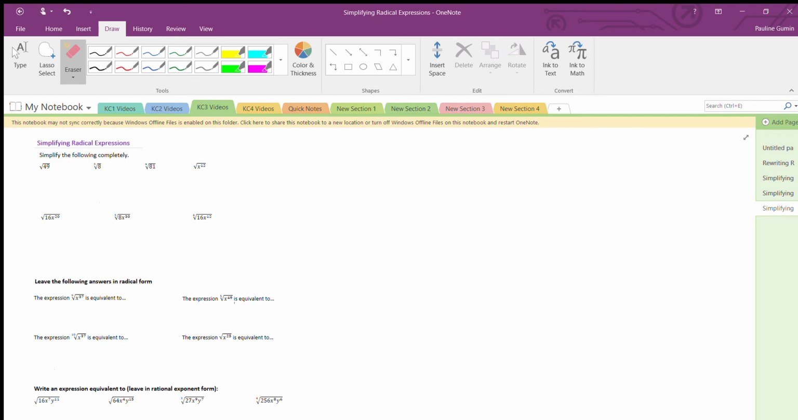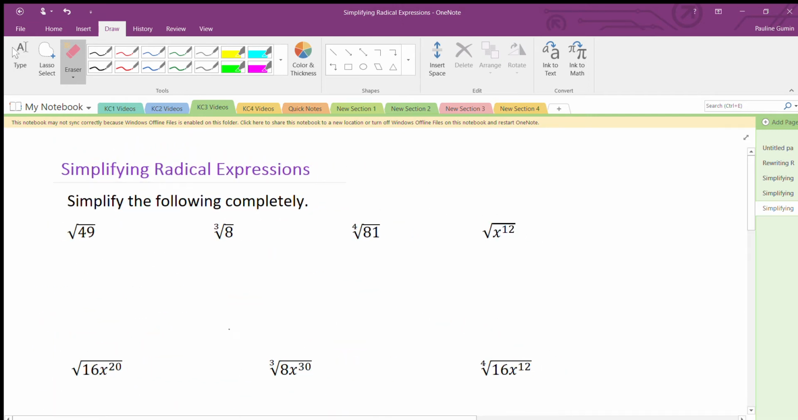Hello, and welcome to a video about simplifying radical expressions, and we're going to do this in several ways. First, we're going to look at some beautiful, perfect radical expressions, and then we're going to look at not so perfect radical expressions, and we're going to write them in two different ways, in radical and rational form. Let's get to it. All right, so first, let's simplify some beautifully perfect radicals.